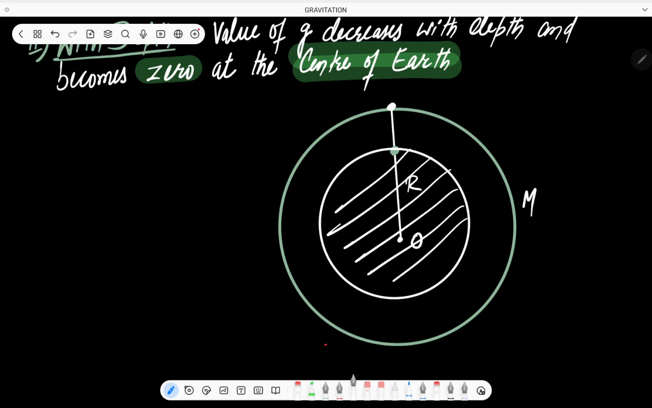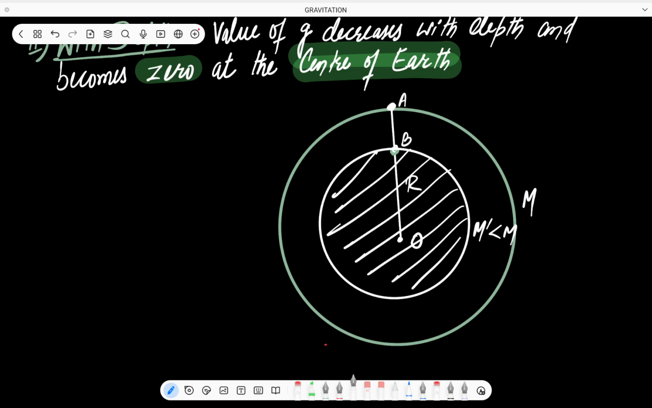Now tell me one thing, my dear students. Is this dashed portion mass, for example, M dash, less than this capital M or greater than this capital M? Obviously, it is less than this capital M, which implies that when you are at the point, for example, this is point A, this is point B. When you are at point A, you are attracted by capital M. And when you are at point B, you are attracted by M dash, which is less than capital M.